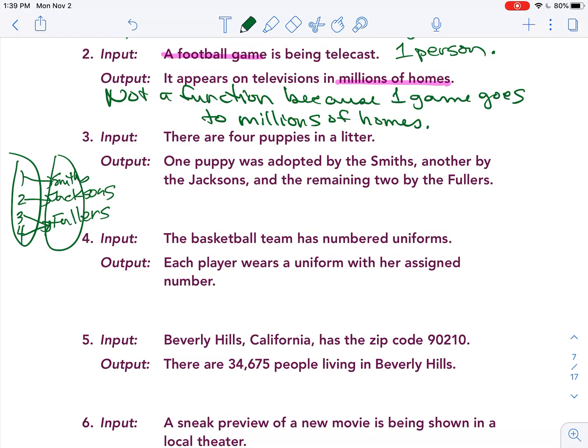Some of you may be saying, but 2 are going to the Fullers, so it's not a function. It is a function because it's not like we split one of the puppies in half and give them to different people. There are 2 that are going to the Fullers. So it is a function because each puppy gets one home.